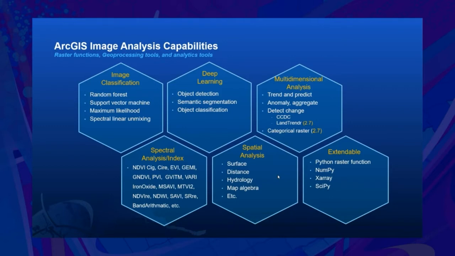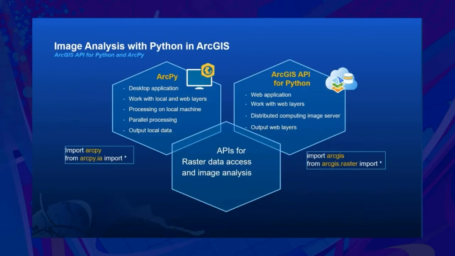You can also extend analysis capability by leveraging other libraries, NumPy, Esri, SciPy, and so on, to develop custom functions with your own algorithms. Python is a great way to do data science and perform image analysis. And ArcGIS comes with the product that allow you to leverage the image analysis capabilities with the programming language you are familiar with. ArcPy is for desktop applications. You use ArcPy to access your local data or web layers. The processing is done locally, and the result is saved on your local machine.